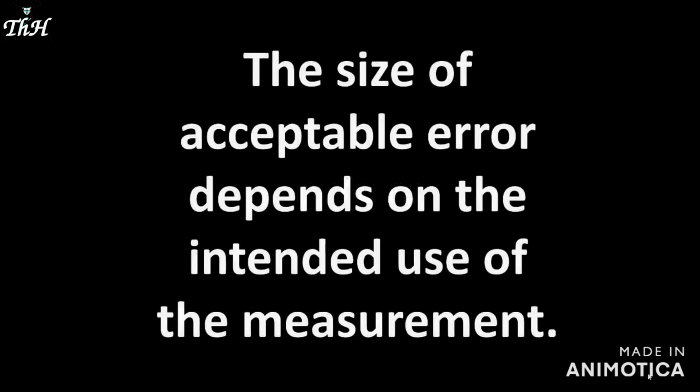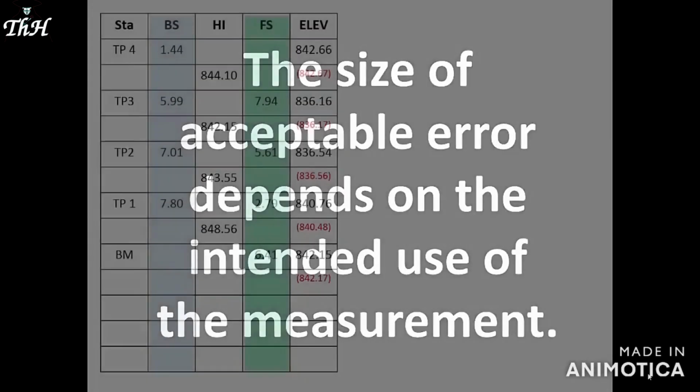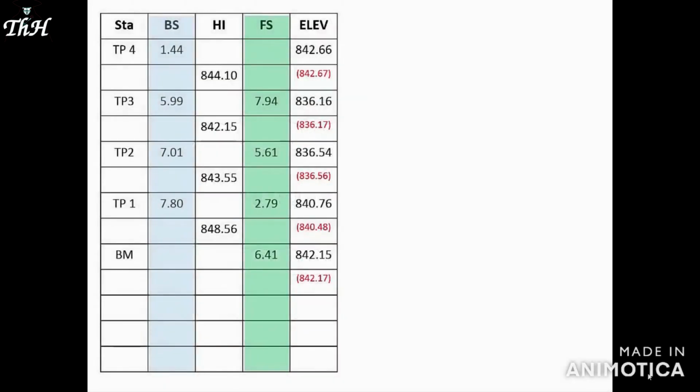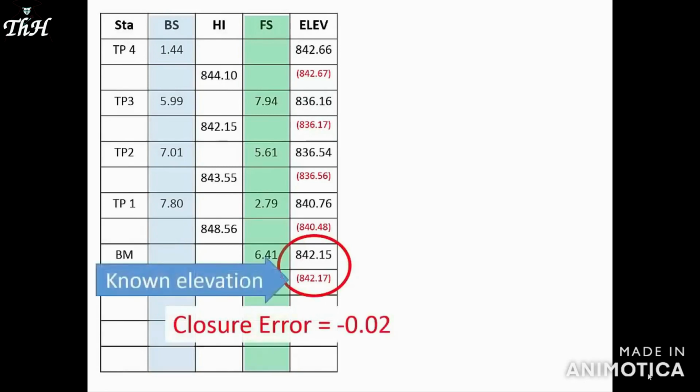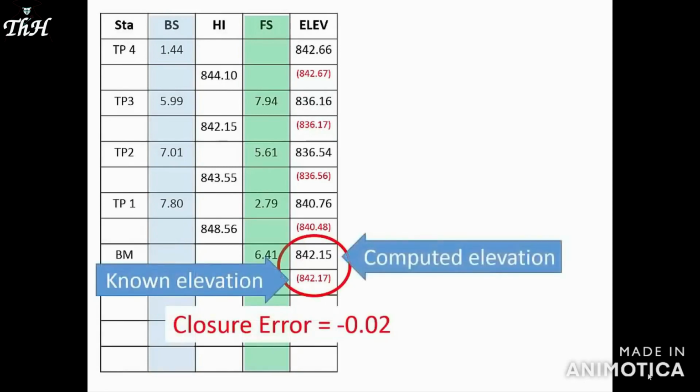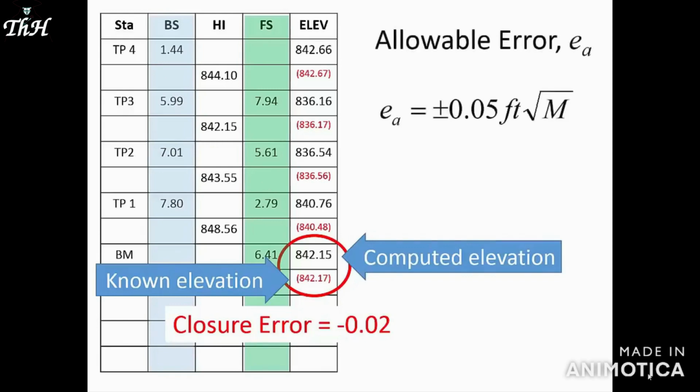So, how much error is acceptable? The size of acceptable error depends upon the intended use of the measurement. In previous videos, we indicated the overall accuracy of our level circuits using the circuit closure error. This is the difference between the known elevation and our computed elevation at the ending benchmark. To evaluate the quality of the work, we compare that circuit closure error to the allowable error.